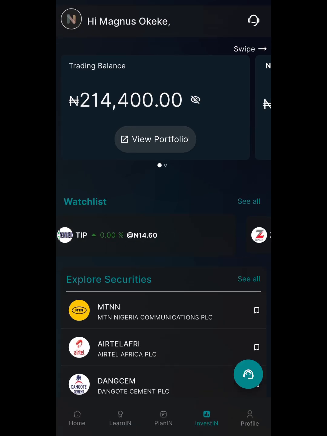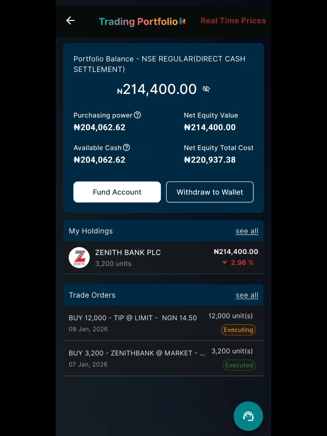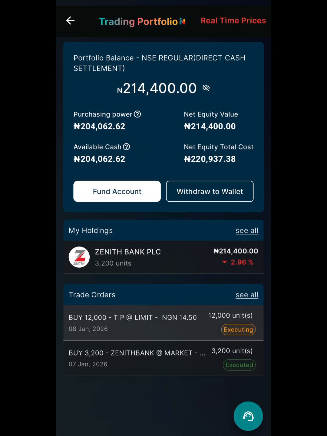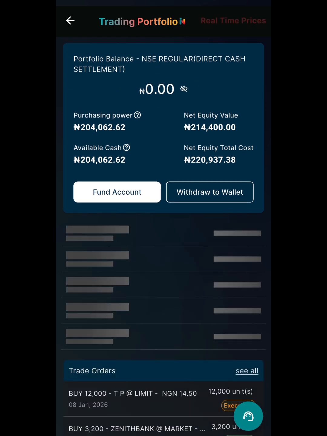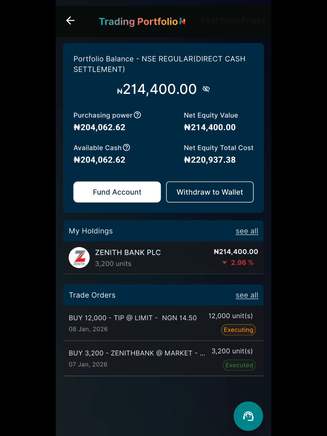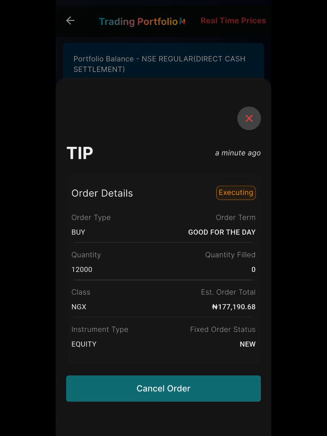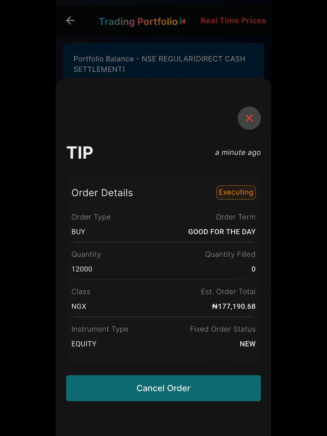So this is my wallet, but if I want to view that transaction again, where I should come to is view portfolio, and then you see it here. Here you can also see my wallet, my transaction and everything. It's struggling to load, but yeah, it's loading. So this one is still executing. It hasn't executed. So that's how you set a limit order. If it executes, you will know.